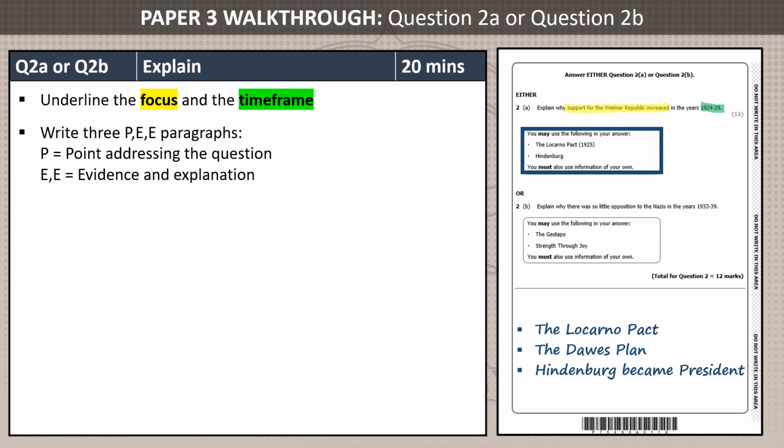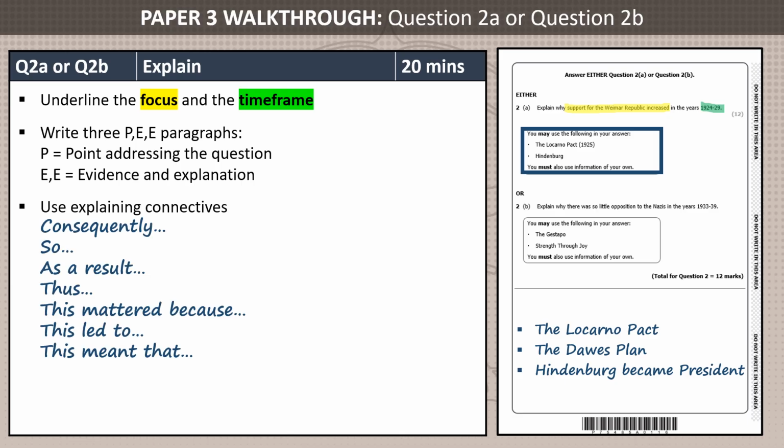In our big point, we'll name our reason, addressing the question directly, and then in our evidence and explanation, we will explain that reason using some specific detail of our own. Now we're going to try and write developed explanations, so that means we're going to need our explaining connectives, and you can see I've given some here to remind you. The best explanations have a chain of these explaining connectives, one after another, really developing an explanation in detail.